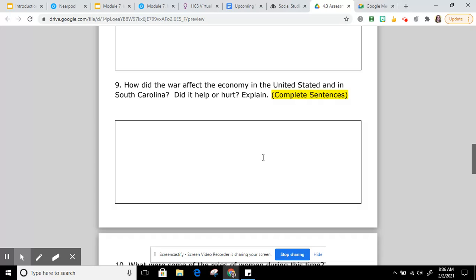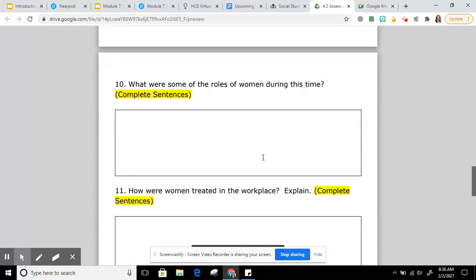Did the war help the United States? Did the war help South Carolina? Did the war hurt the United States economy? Did it hurt South Carolina's economy? And explain. And then number 10, what were some of the roles of women during this time?